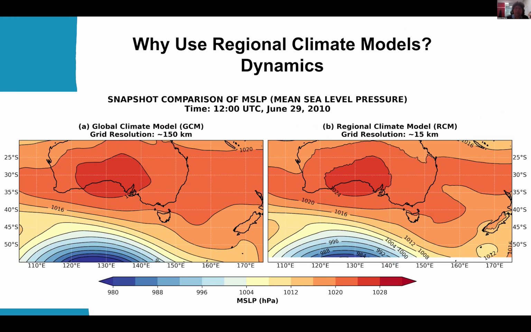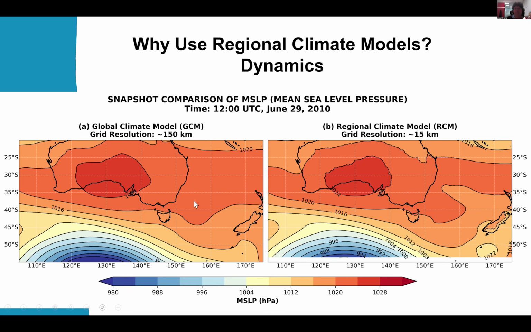Another way to look at it is to look at some examples. Here are some snapshots from global models and corresponding regional models where the resolution is about 10 times better in the regional model. If we look at some of the wave-like structures here, we can see that the big pieces of the wave look very similar, right? The model has no problem capturing where the high pressure center is and generally the size and shape of it, where the low pressure center is off to the south.